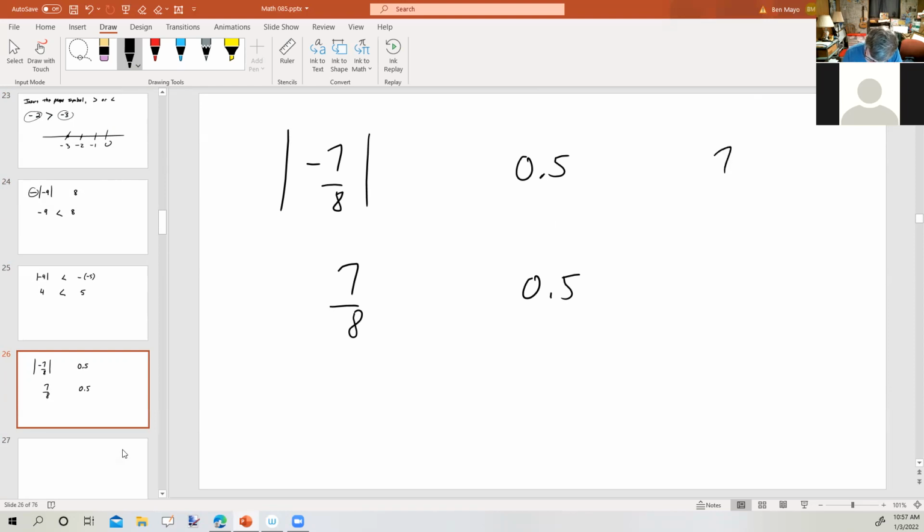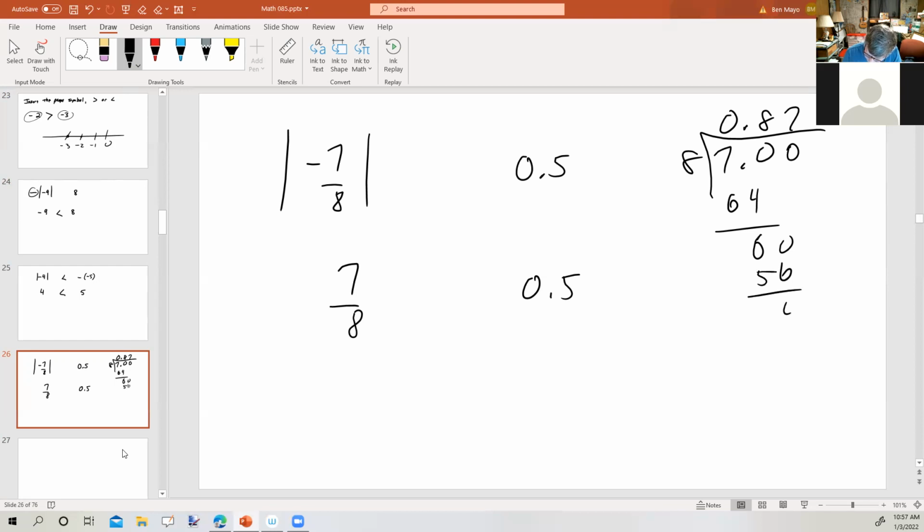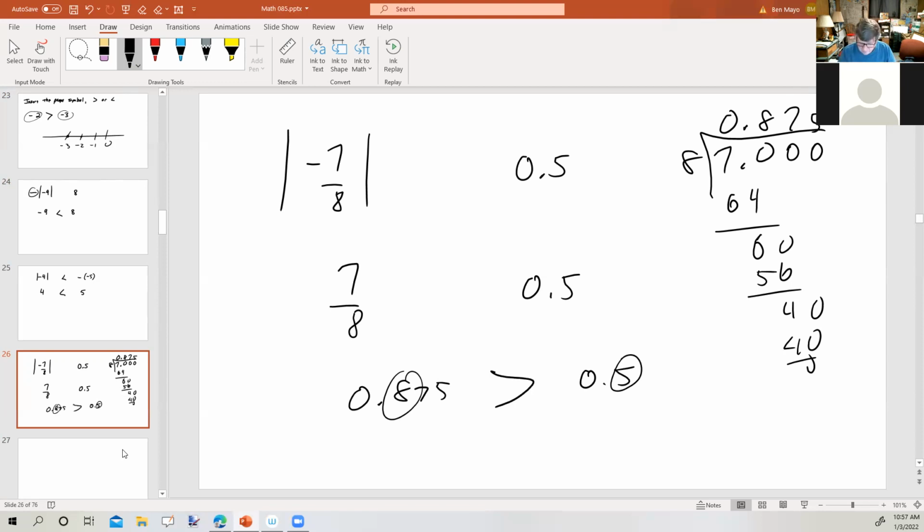So let's figure out what 7 divided by 8 is. Let's see, that's going to go in 8 times 64. And then 6, bring down the 0. That's going to be 7 times, which is what, 56. That's going to be a 40 as a 5 there. So 7/8 is 0.875. Comparing that with 0.5, we see that the 8 is larger than 5 in the tenths column. So the absolute value of negative 7/8 is greater than 0.5.